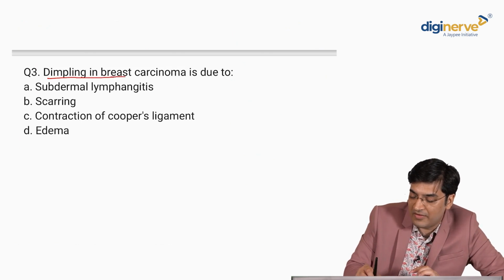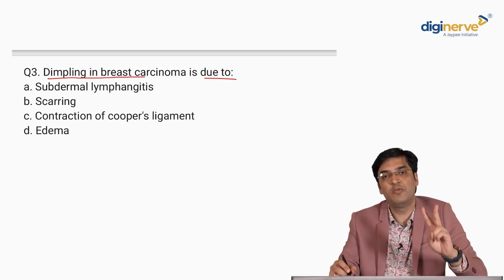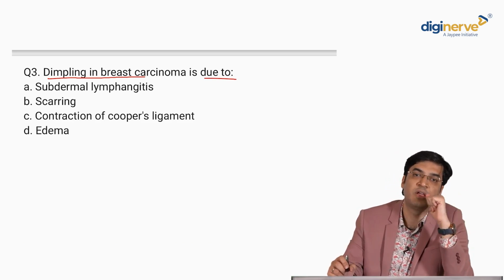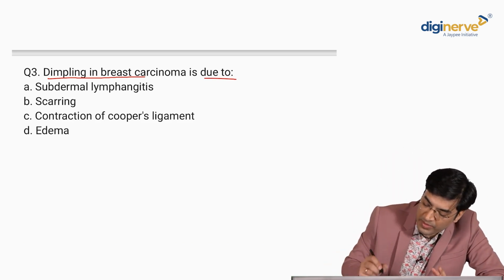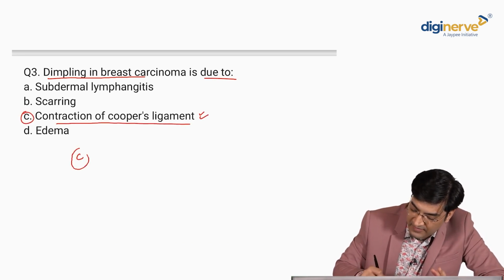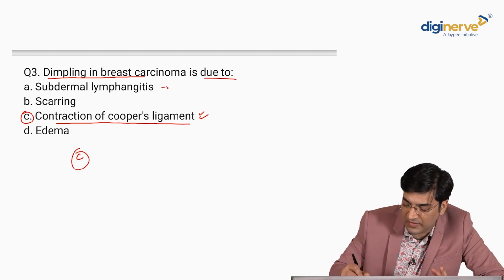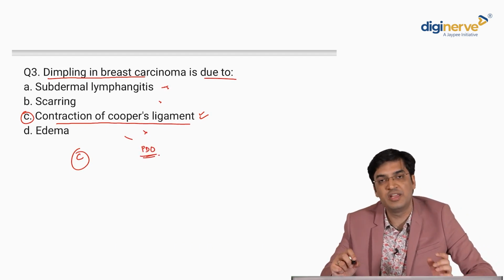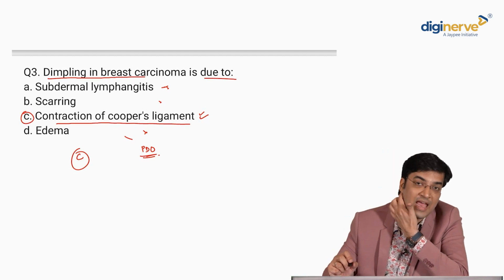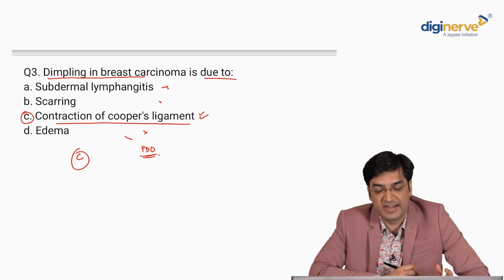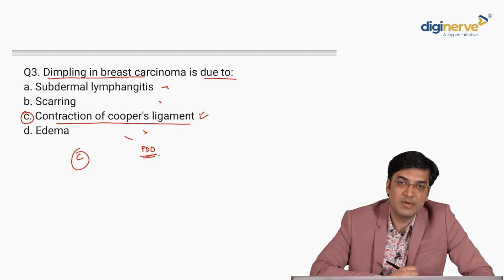Dimpling in breast carcinoma is due to, we just read about two phenomena, dimpling and puckering or tethering. Both of them were because of the involvement of Cooper's ligament, contraction of Cooper's ligament. That is the correct answer. Subdermal lymphangitis, no. Scarring, no. Edema, no. Edema and pitting happens in Peau-d'orange appearance. Subdermal lymphatics are usually involved in cases of, again, Peau-d'orange appearance. But dimpling, again, Cooper's ligaments are involved here.